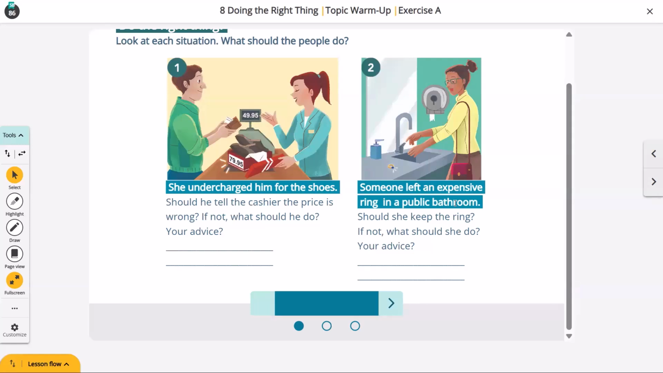Okay, so my victims. In this case, what do you think, Estrella? If someone left an expensive ring in a public bathroom, what should she do? Should she keep the ring? Or if not, what should she do in this case? Keep in this case means que lo mantenga, que se lo quede. All right? Left, in this case, que dejó. Alguien dejó. No sabemos quién. Esto es indefinido. So, Estrella, what do you think?